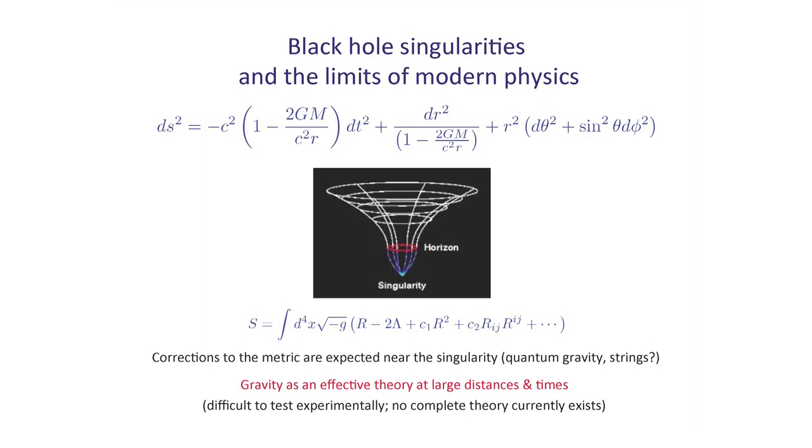So the Schwarzschild metric is not the last word. There will be corrections to the metric coming from the so-called high derivative terms, and also coming from quantum loops, quantum fluctuations. Again, we don't know the theory of quantum gravity at the moment. You can think of gravity as an effective theory at large distances and times.